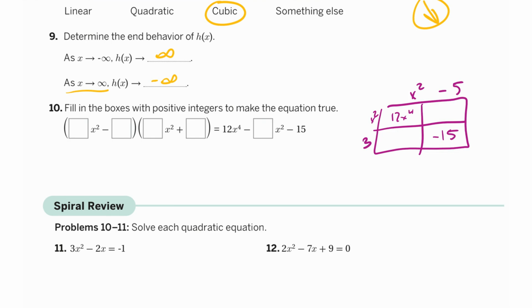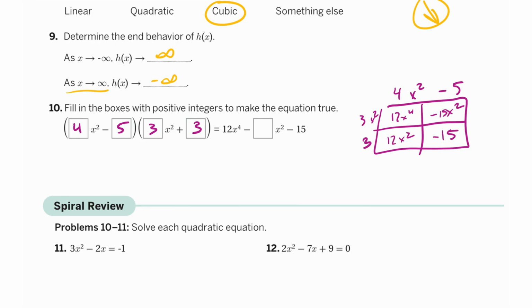In which case, what multiplies to 12x to the power of 4? That could be 4x squared and 3x squared, which would then make the insides here negative 15x squared and positive 12x squared. And let's see if that ends up working out. So we got 4x squared minus 5 and 3x squared plus 3.